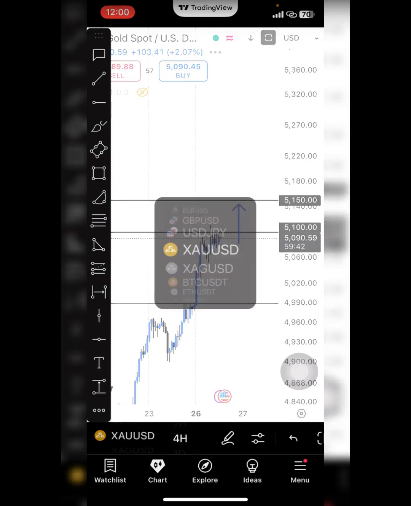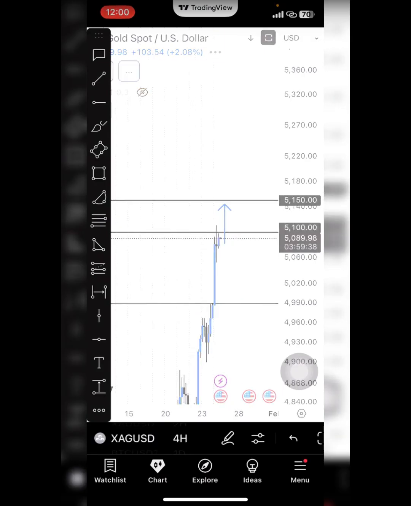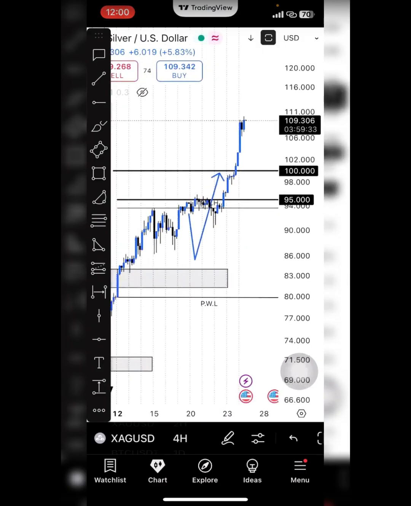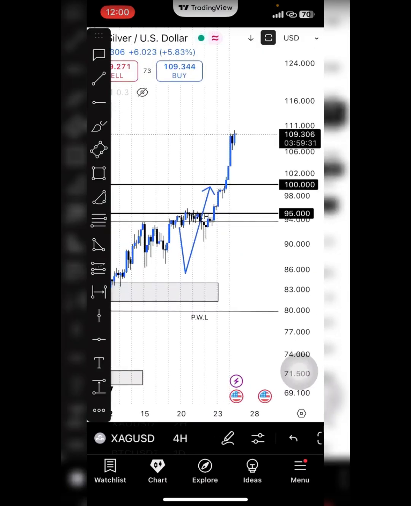The next pair is silver. This is the brother of gold. So this was our markup for last week. We said silver should head to 95 and 100, and it has crossed 95 and 100, which is terrific. So let us update this week.